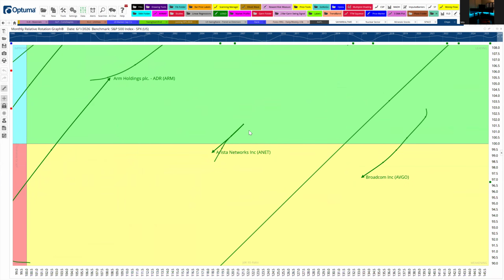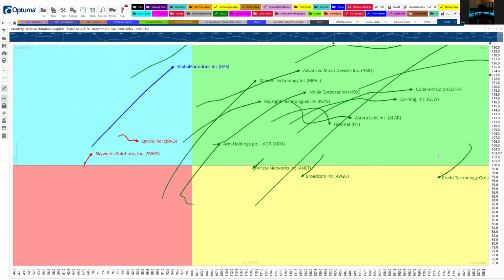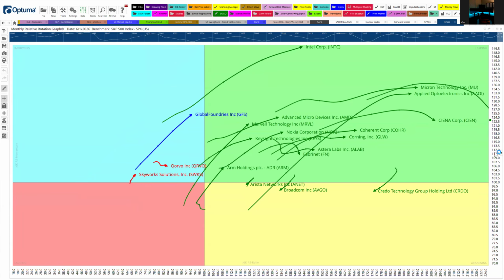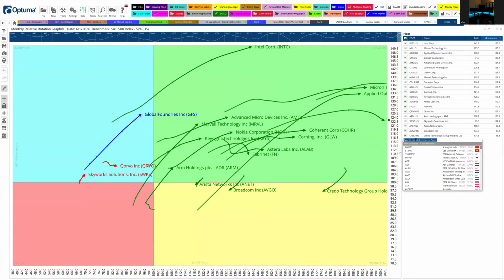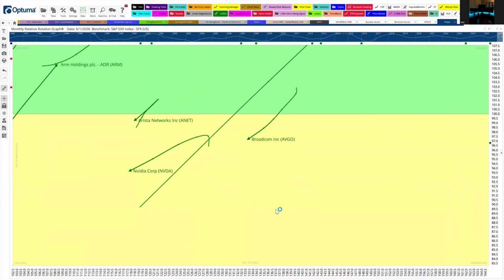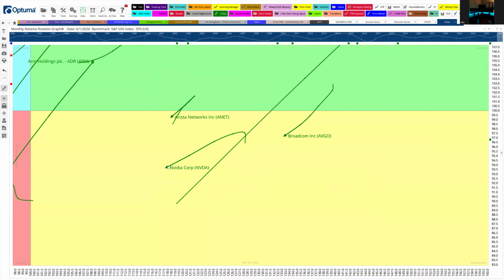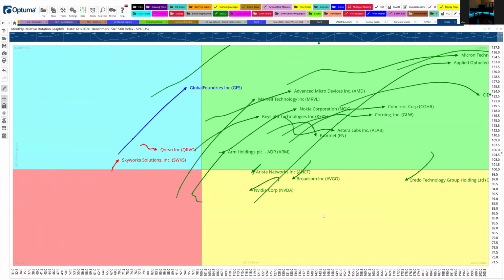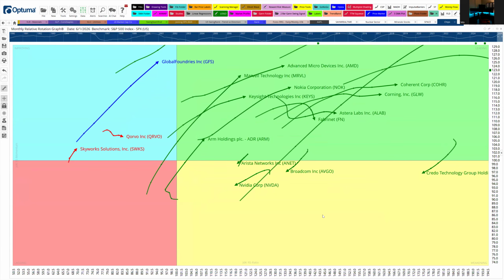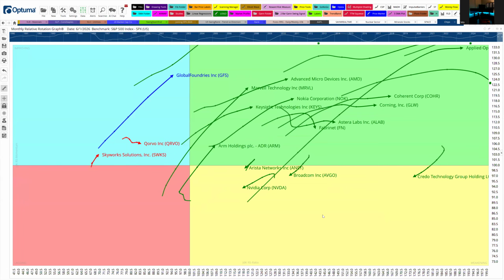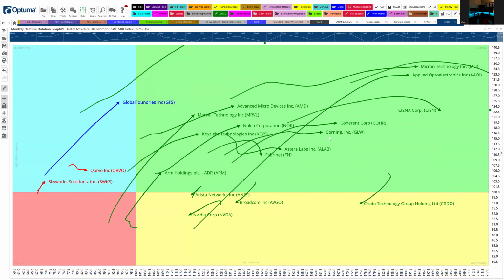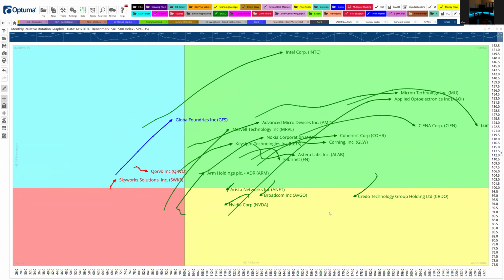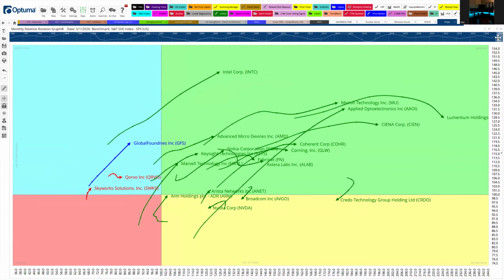Arista Networks. I didn't put NVIDIA in. There you go. See? Look at Broadcom. Money is out of these GPU stocks. Money is here. It tells you right there.